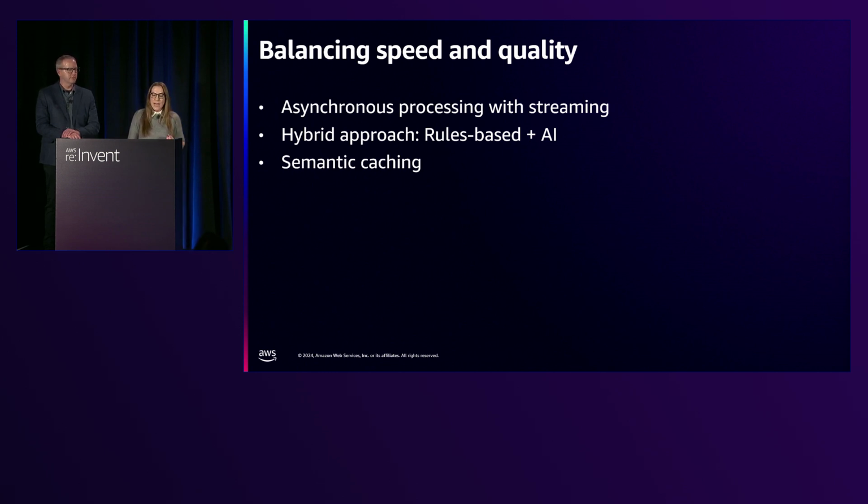We can use semantic caching. So this is where we can check cached responses to semantically similar questions, which can dramatically reduce response time for similar or related queries, and can ultimately reduce computational load on our models. So we can implement some of these strategies that can balance both speed and quality.